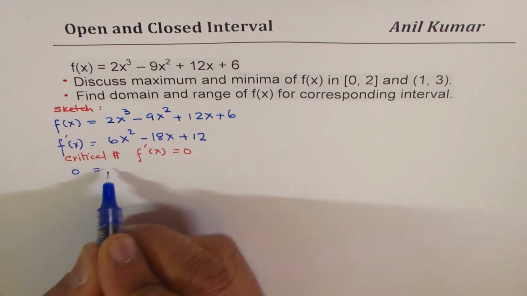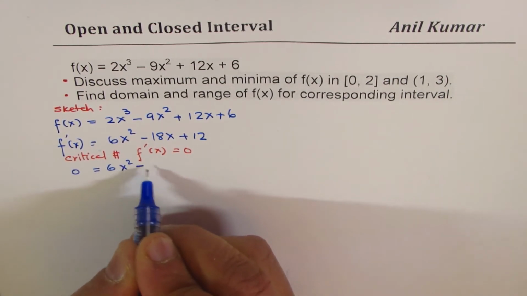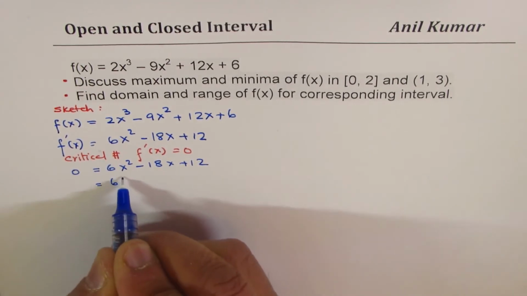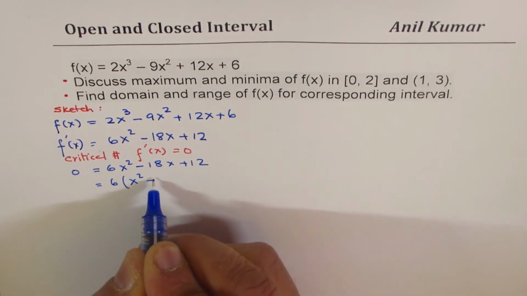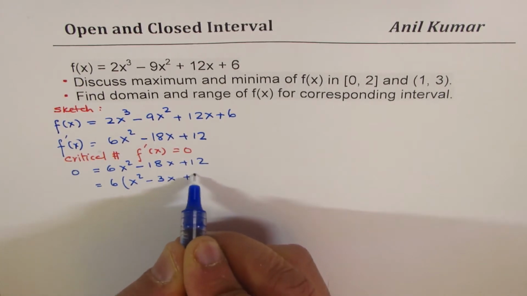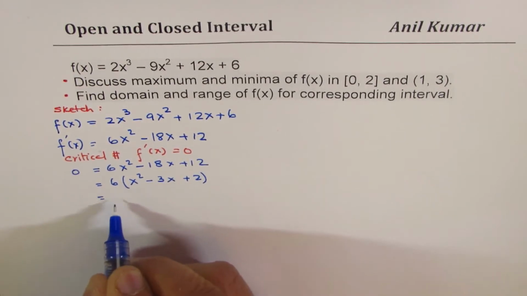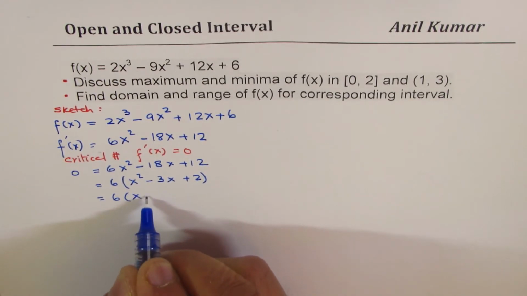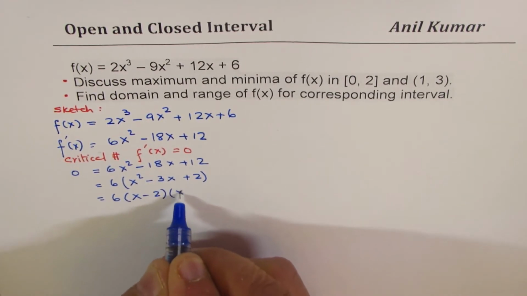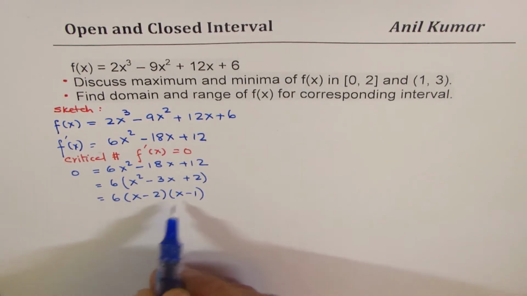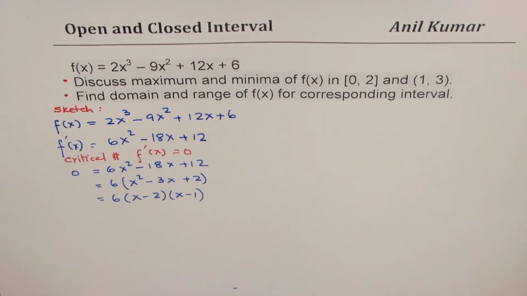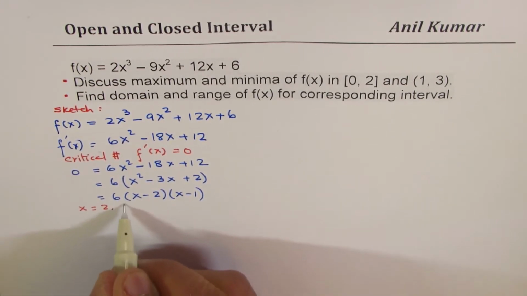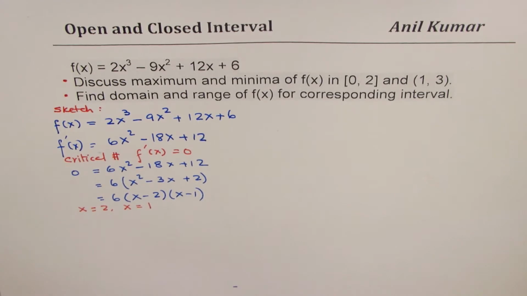So we get 0 equals 6x squared minus 18x plus 12. You can always take 6 common. So we get x squared minus 3x plus 2. That is a quadratic equation. 6 times, product of 2, sum of minus 3: x minus 2 times x minus 1. So we get two critical numbers, right? So our critical numbers here are x equals 2 and x equals 1.